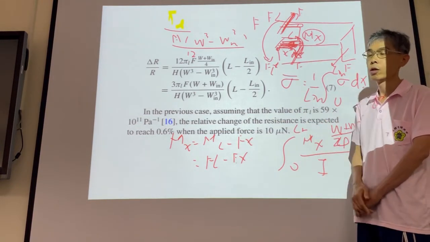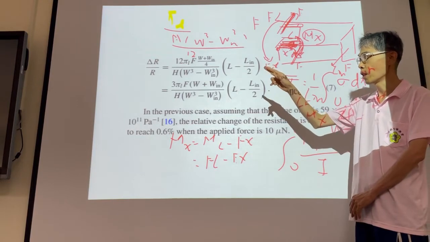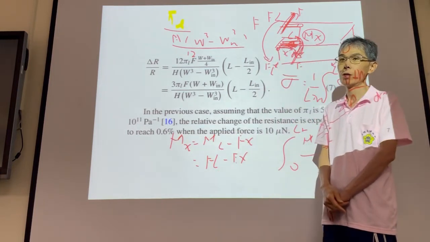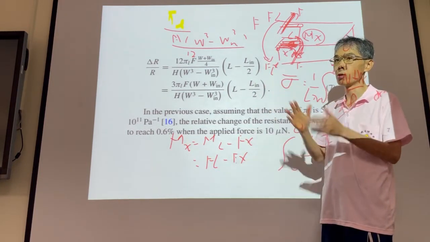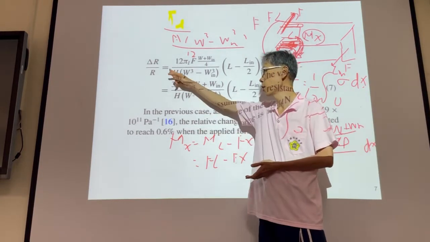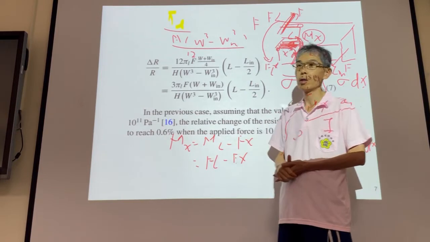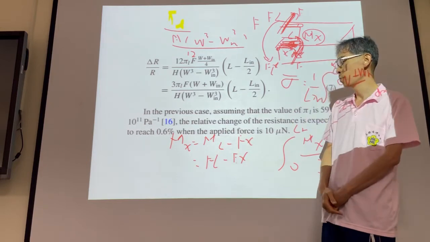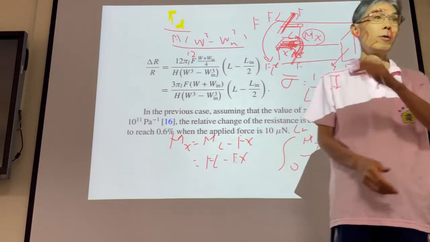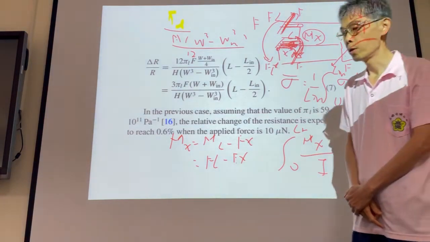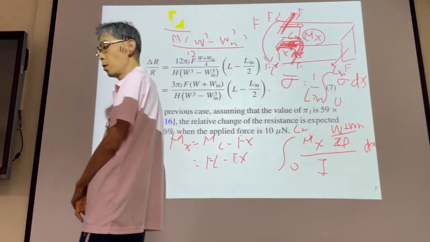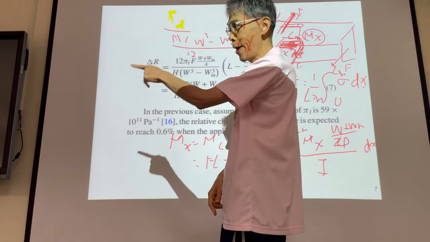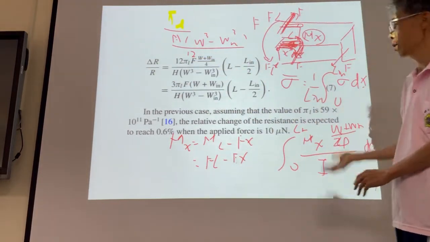I told him, usually to design, delta R divided by R should be nearly 1% in order for this piezoresistive sensor to work. So in this case, they design their delta R divided by R at 0.6%. So this is the design criteria. Leo, any problem? If you have a problem with the integration, you could ask. Okay, next page.